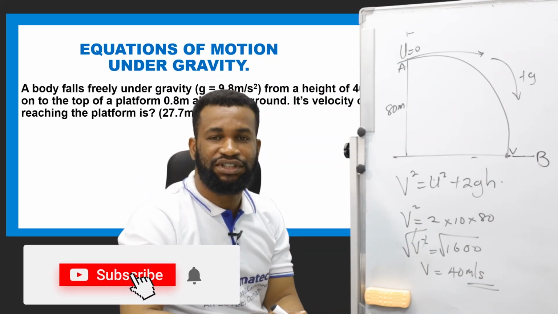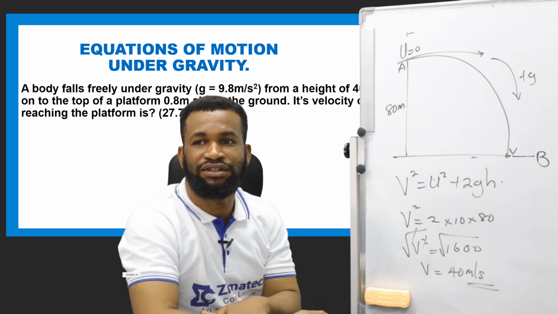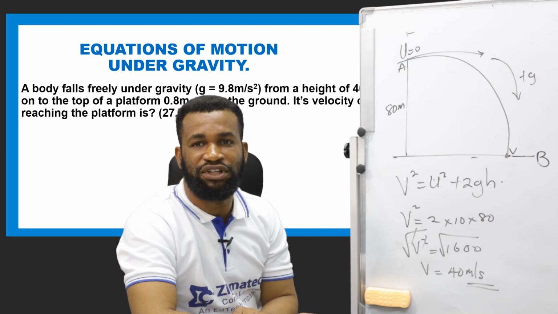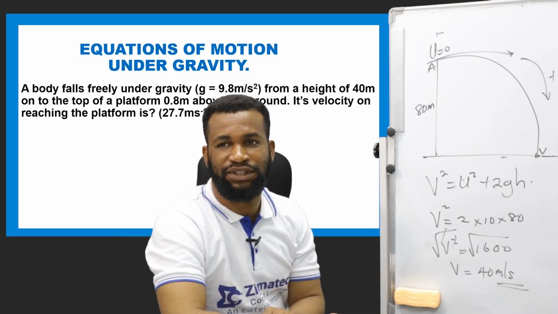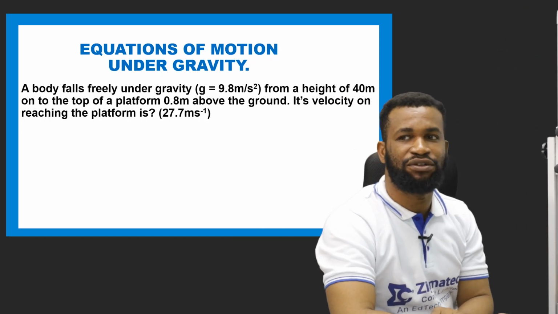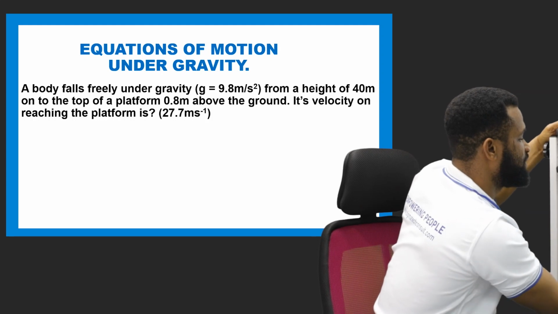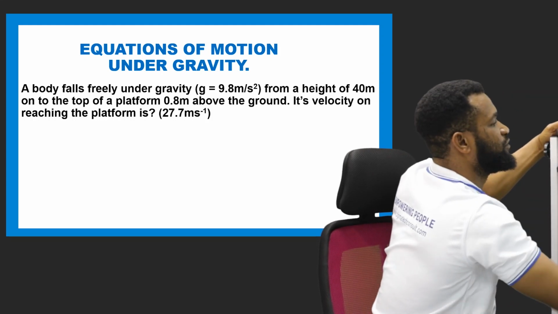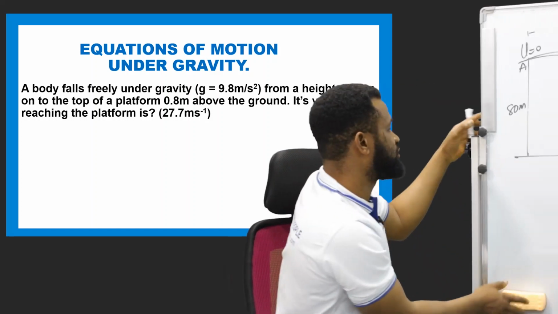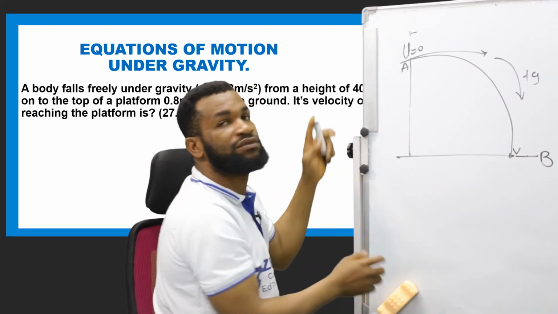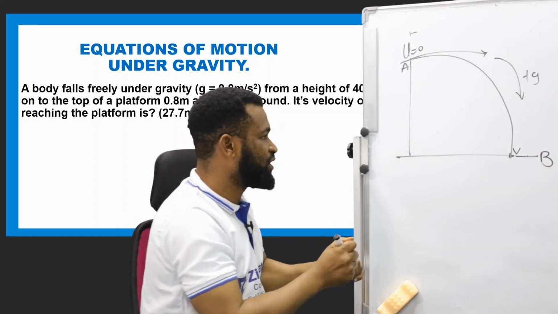Another example: a body falls freely under gravity. These are all the questions that are coming. A body falls freely under gravity of 9.8 meters per second squared from a height of 40 meters. This is the same question, but when we're using our Examguide app, we have other questions that are different. All right, the height is 40. Okay, no, this one is a little different.